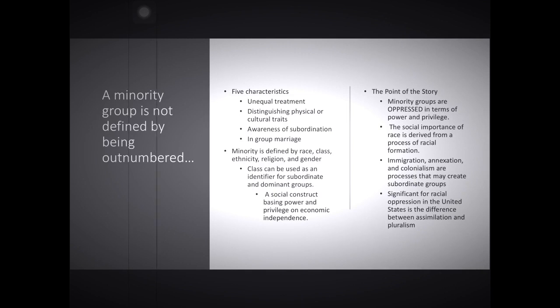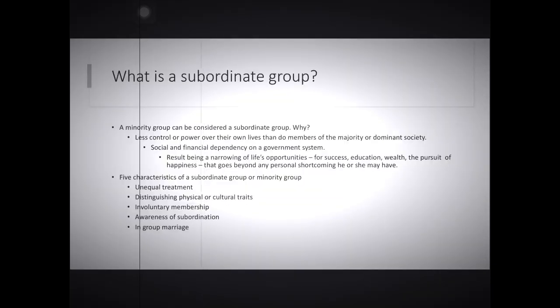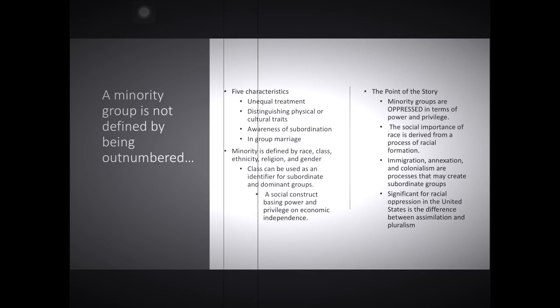So how does a minority group become a subordinate group? There are 5 characteristics that determine this idea of being subordinate: unequal treatment, distinguishing physical or cultural traits, awareness of subordination, and in-group marriage. Those who are identified as minority are usually defined by race, class, ethnicity, religion, and gender. And class can be used as an identifier for a subordinate group or a dominant group, so it's really a different social construct where power and privilege are playing out. So the point I'm trying to make is that minority groups are oppressed in terms of power and privilege.